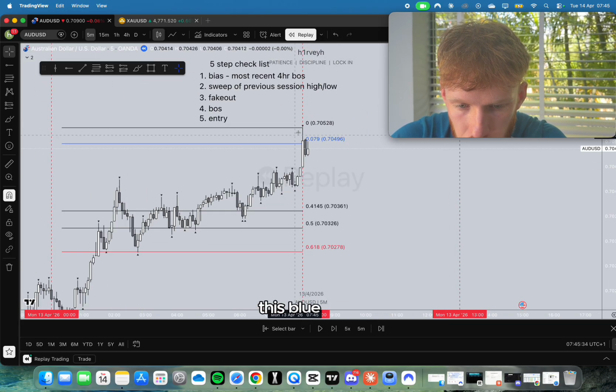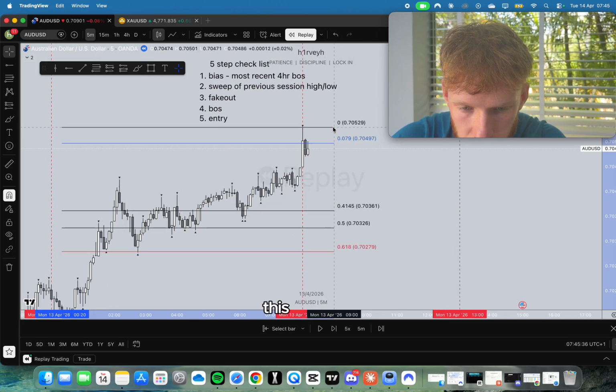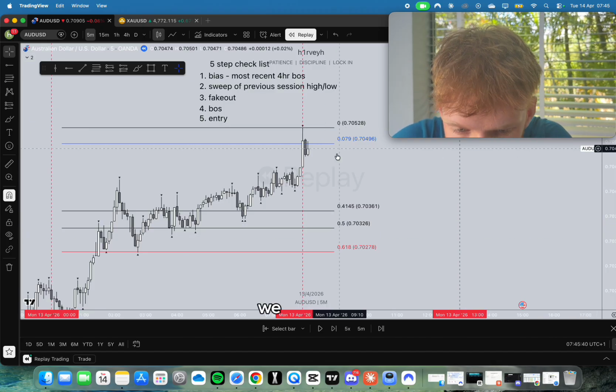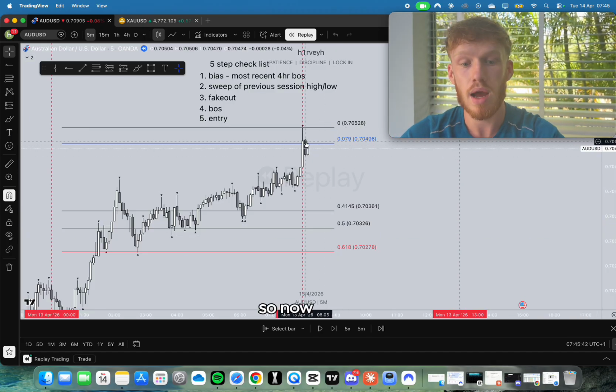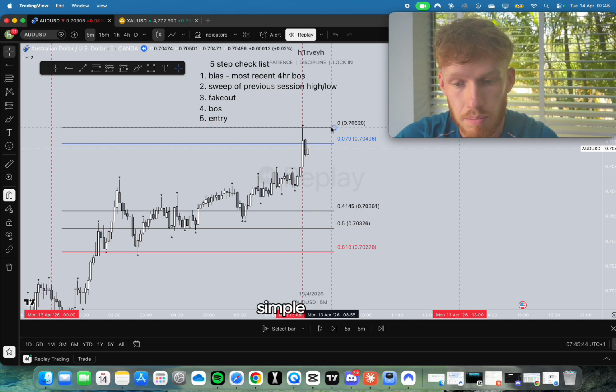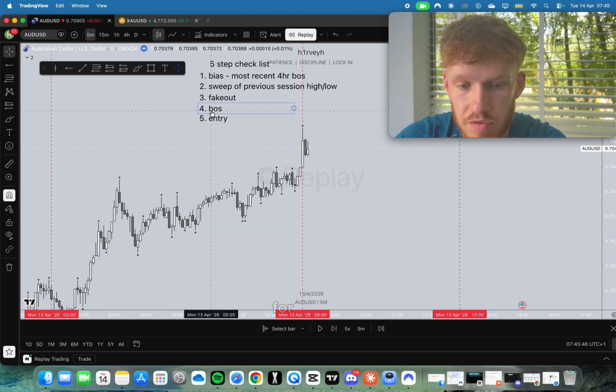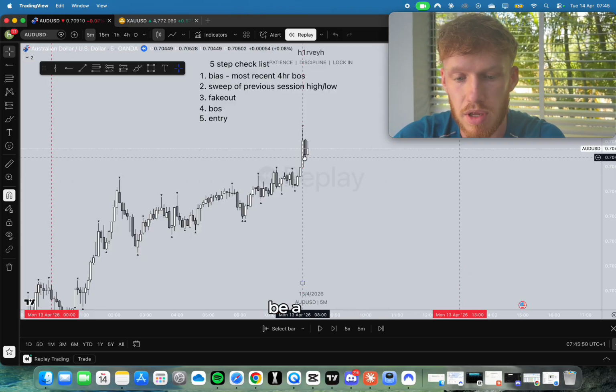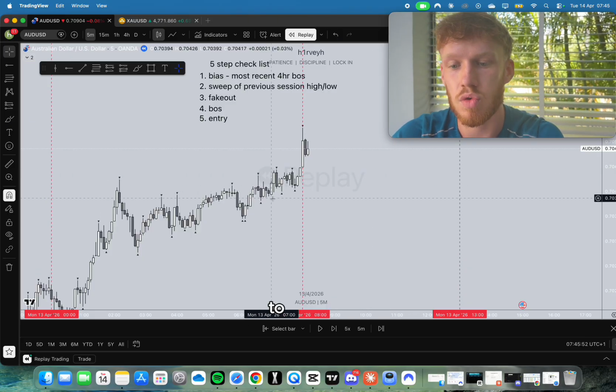This gives us our blue area here, which is our fake out zone, which if you see here, we came and tapped into it straight away. So now that's step 3 done. Simple as that. And then we're waiting for step 4, which is a break of structure in line with our bias. So it would be a break of structure to the downside to a fractal.